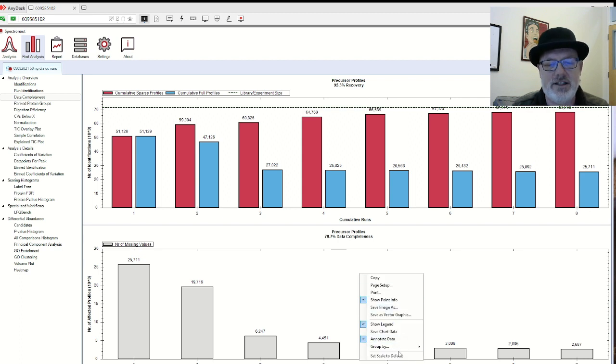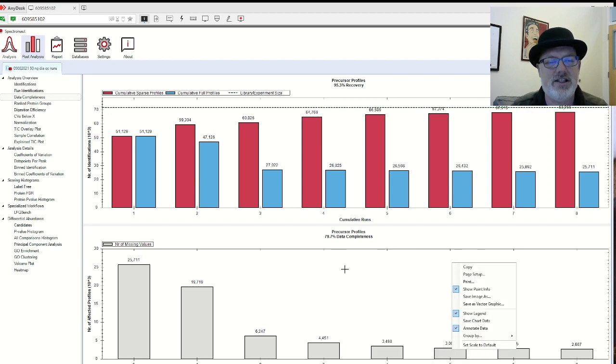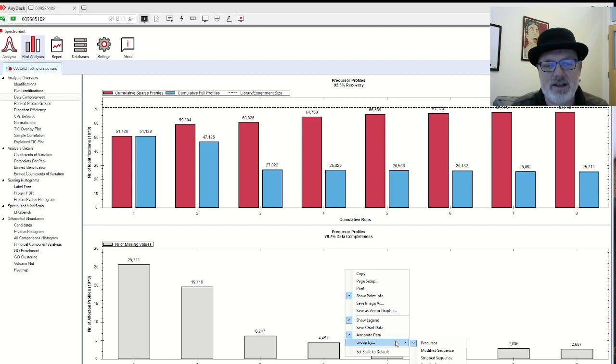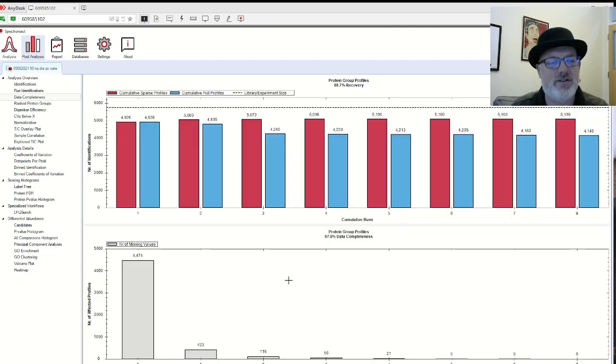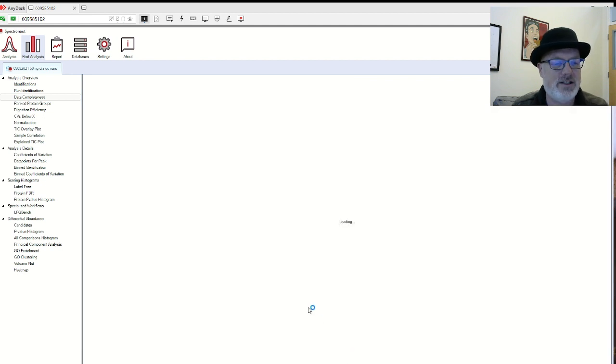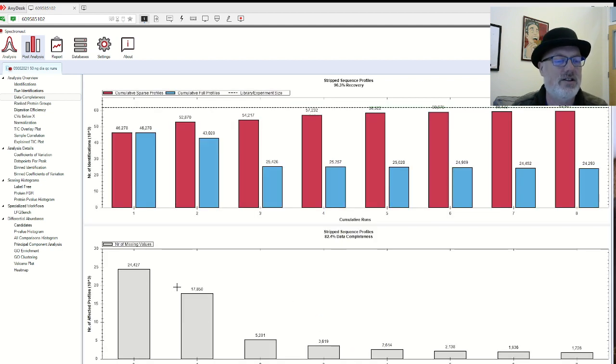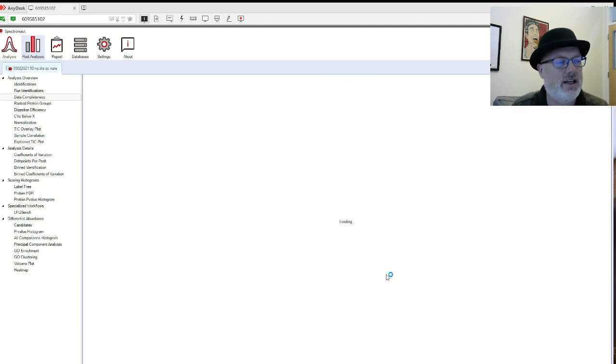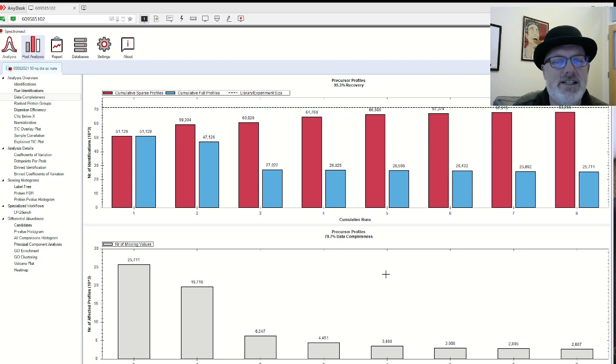You can change the group by again using our secret right click. We can change this to protein group, for example, and you can see most of the proteins, as you expect, are found in all of the samples because this is just a QC. You can also do strip sequence, which is kind of cool. But we're going to go back to precursor. Remember the difference between a precursor and a peptide sequence: peptide sequences can have more than one precursor based on charge state.